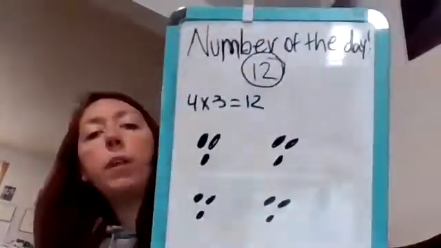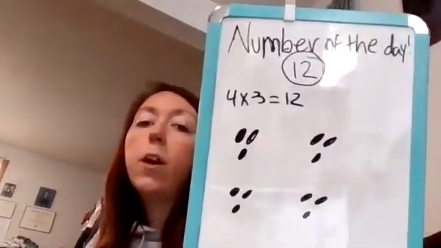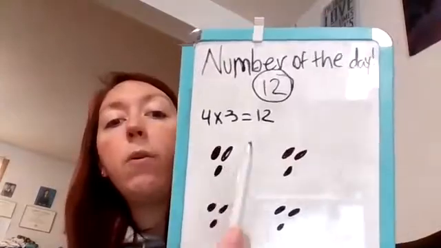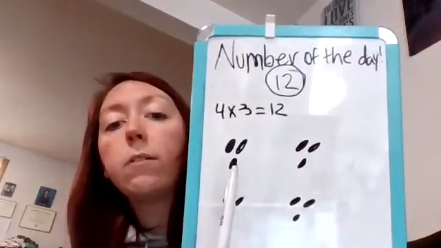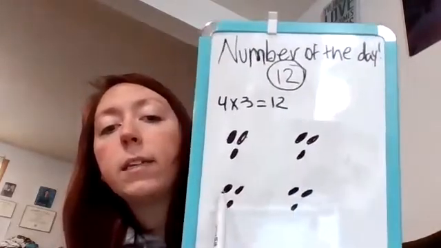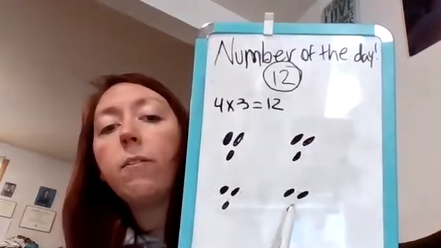But for the purpose of this activity today, I'm going to draw 4 groups of 3. And I'm going to use circles to represent the magnets that the child would have. So this is what the child should represent with the magnets, 4 groups of 3. And if we count, it should equal 12. So let's count together. 1, 2, 3, 4, 5, 6, 7, 8, 9, 10, 11, 12. And so we got to 12.